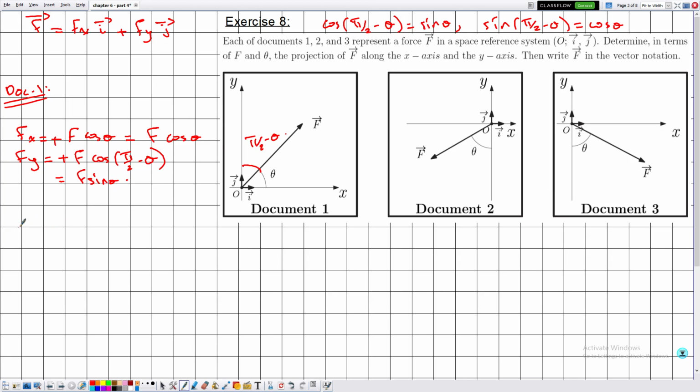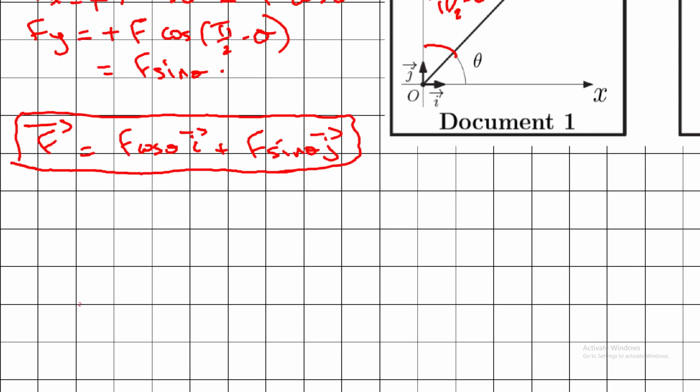Now in terms of the vector notation, the vector f can be written as the x component multiplied by the unit vector i and the y component multiplied by the unit vector j. And here let me do the following.